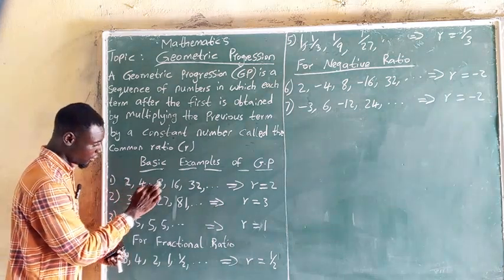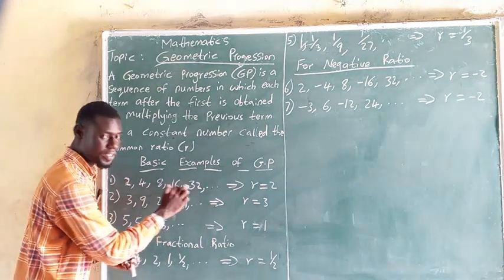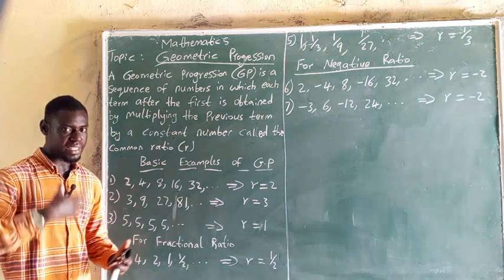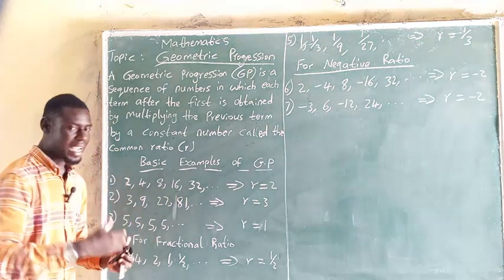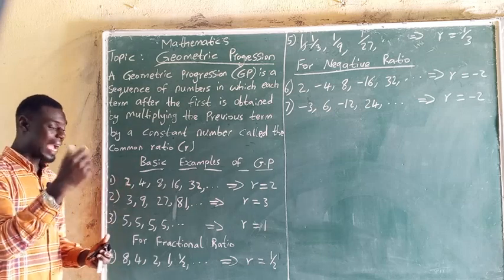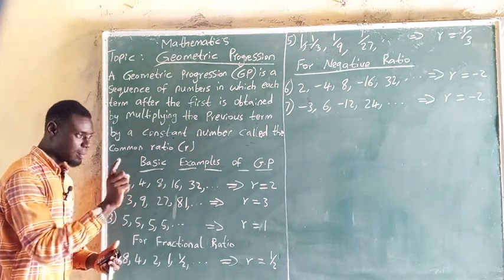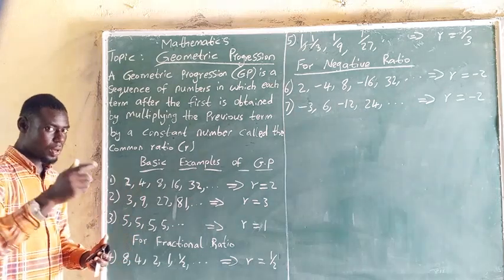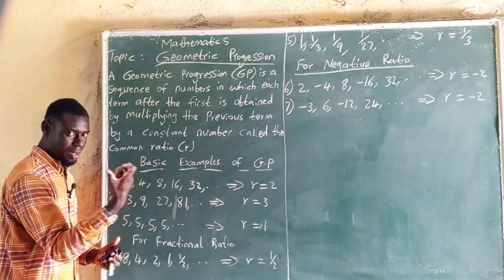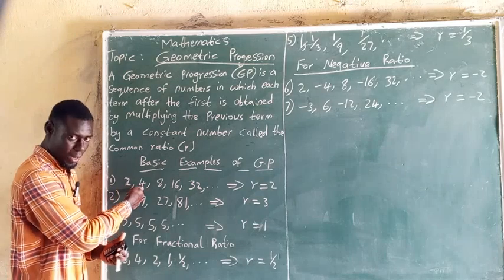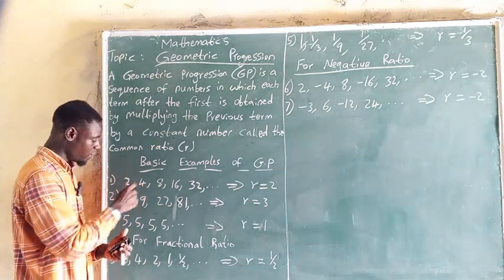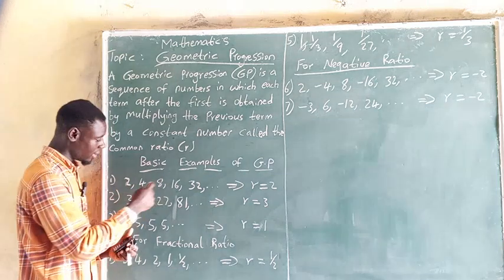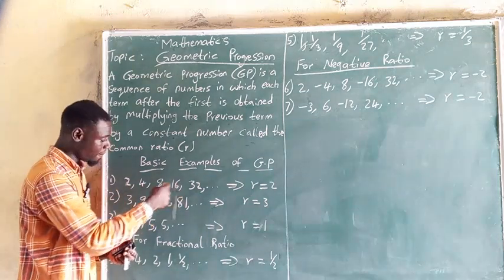you have 2, 4, 8, 16, 32. It's not magic. It's a sequence, a flow. There is a particular number I multiply with the first number. Remember, it is multiplication. You multiply the previous term, the number before this one. The previous of 4 is 2. The previous of 8 is 4. The previous of 16 is 8.